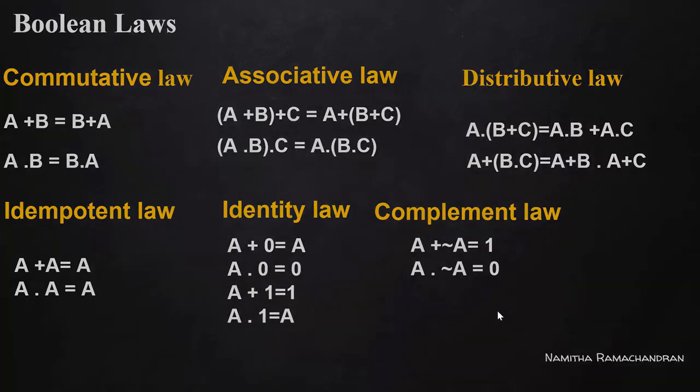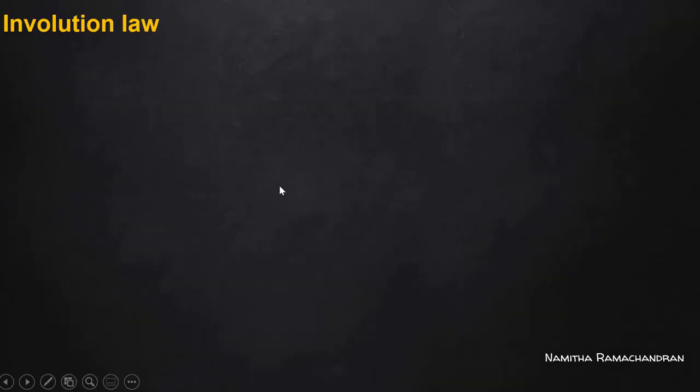Okay. Next is the involution law. So here, A complement, all complement is A itself. If a complement variable is complemented again, then it is equal to its original form. That is involution law. Okay, it can also be represented using this particular complement notation.